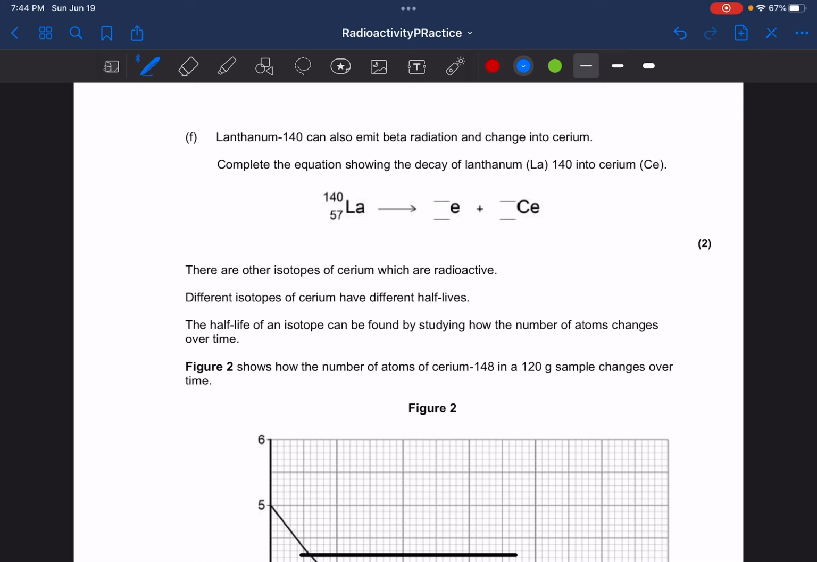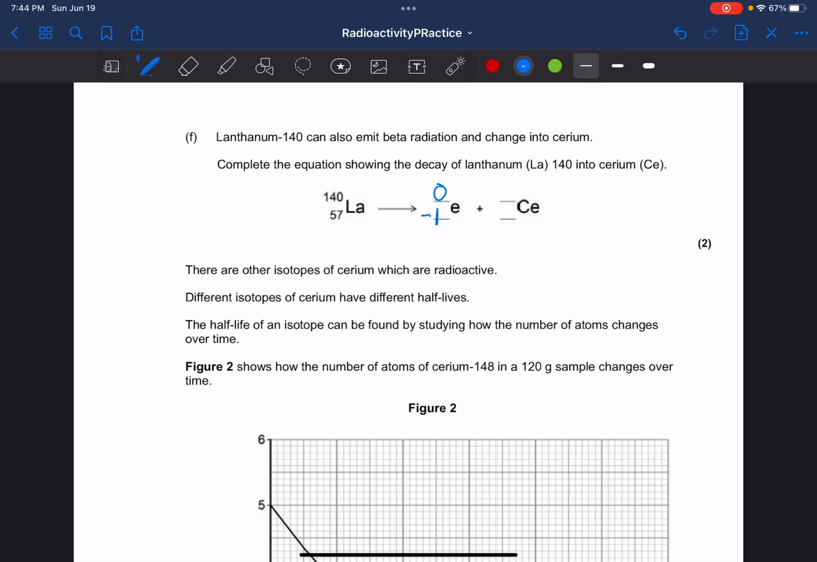Lanthanum-140 can also emit beta radiation and change into cerium. Complete the equation showing the decay of lanthanum-140 into cerium. So, a beta radiation is an electron. An electron has a mass of 0, so the top number is the mass number. And it has a charge of -1.